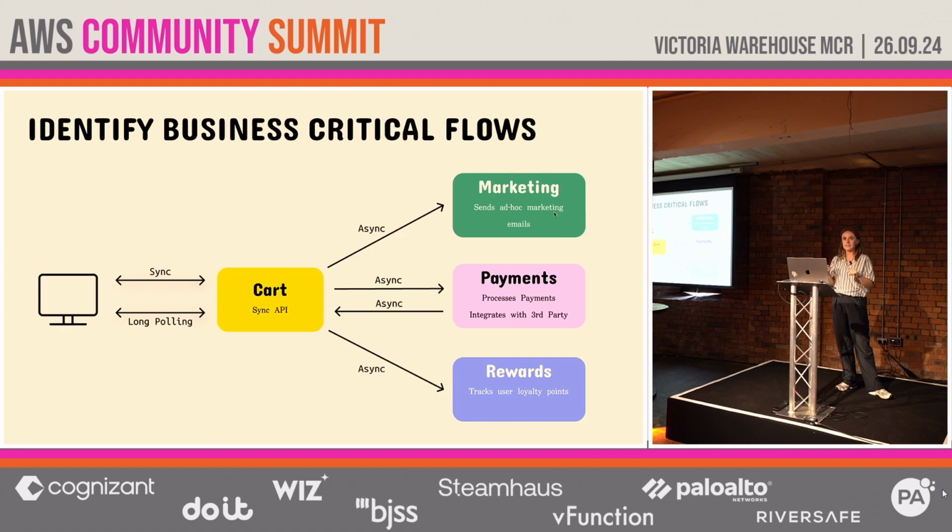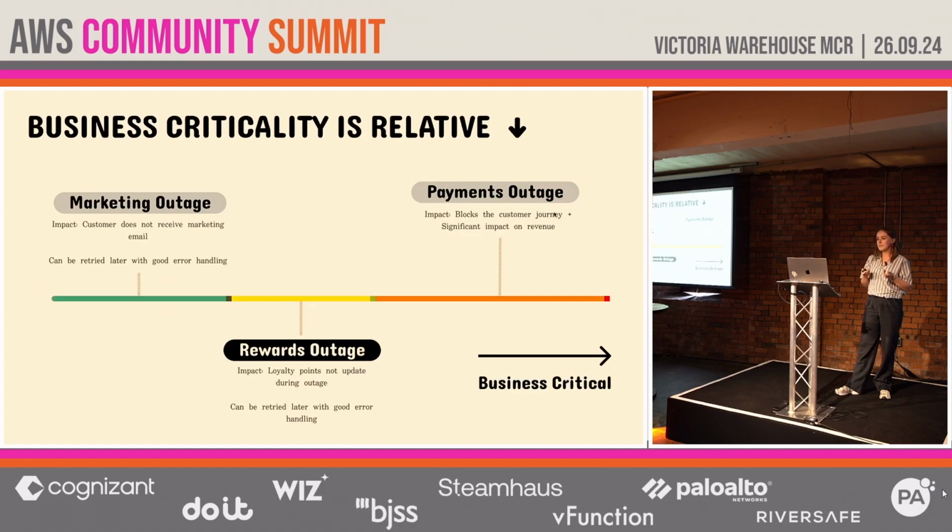Firstly, I would say that we should be identifying which our business critical flows are, so that we can test the things that are actually going to matter. Like, if it breaks, then we've got a big problem. To dive into that a bit more, I think a marketing outage wouldn't be so bad, because a customer may just not receive an email, but it could be retried later with good error handling. So if it goes down, as long as the errors are handled, the customer will still receive the email later, and that's all good. So it's really not too business critical.